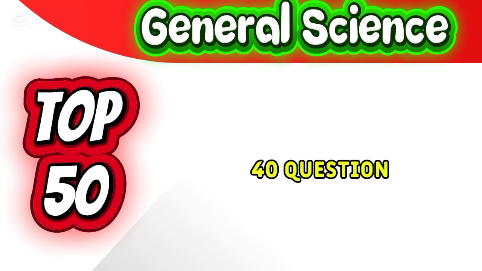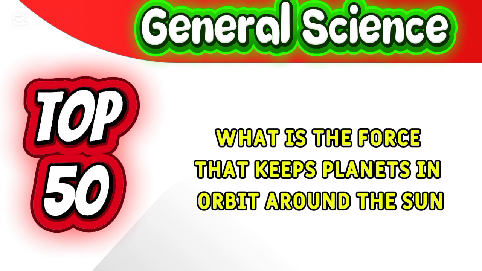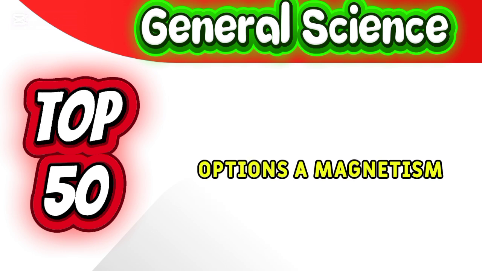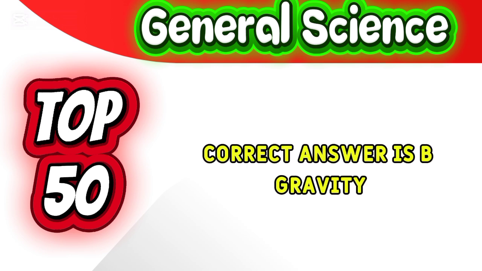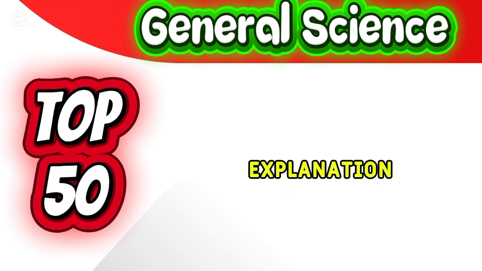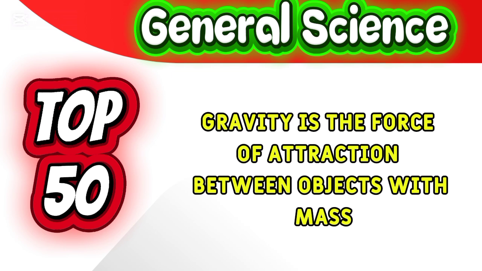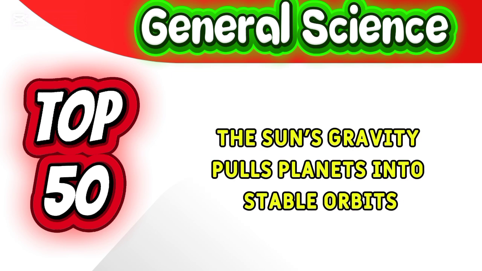40. Question. What is the force that keeps planets in orbit around the sun? Options: A, magnetism, B, gravity, C, friction, D, momentum. Correct answer is B, gravity. Explanation. Gravity is the force of attraction between objects with mass. The sun's gravity pulls planets into stable orbits.